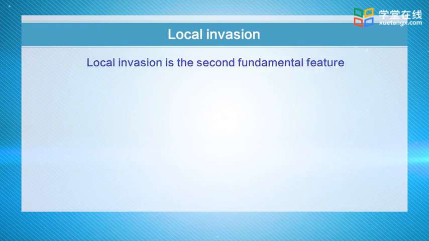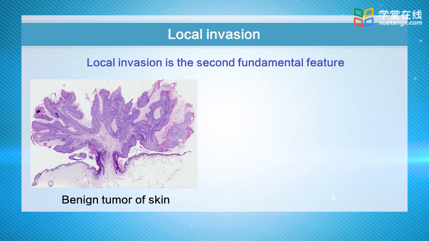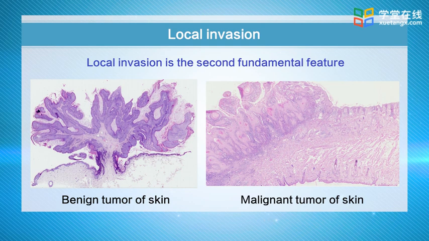Local invasion is the second fundamental feature. Most benign tumors are a closed, cohesive expansile mass that remains localized to their site of origin. A malignant tumor is accompanied by progressive infiltration, invasion, and destruction of surrounding tissues, other than the development of metastasis. Invasiveness is the feature that most reliably distinguishes malignant tumors from benign ones.